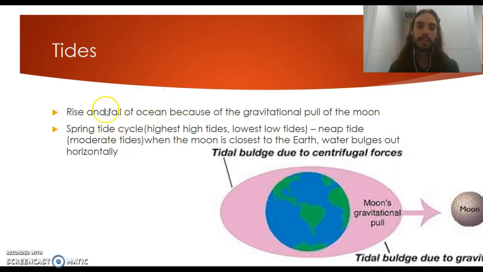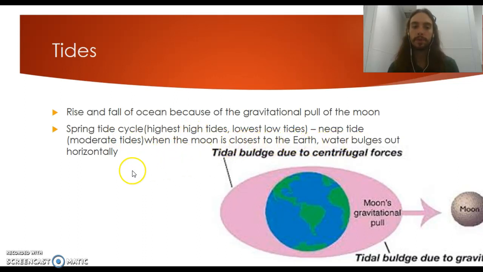So we've got the spring tide cycle, which is a quiz question. It's going to have the highest high tides and the lowest low tides. So we've got a greater distance between tides. And then we've got our neap tide, which is pretty moderate tides. There's not this huge extreme of high tides and low tides. It's just pretty moderate tides. And that's when the moon is closest to the earth.